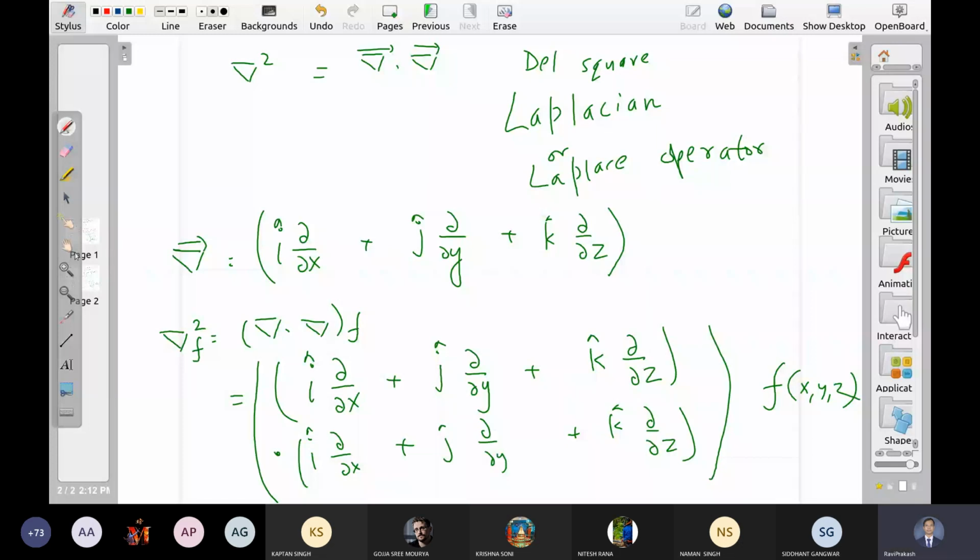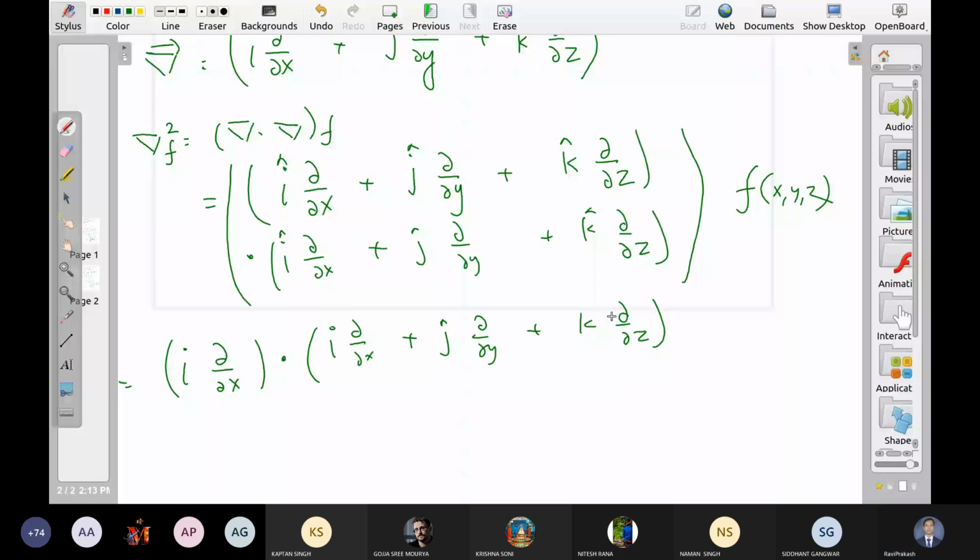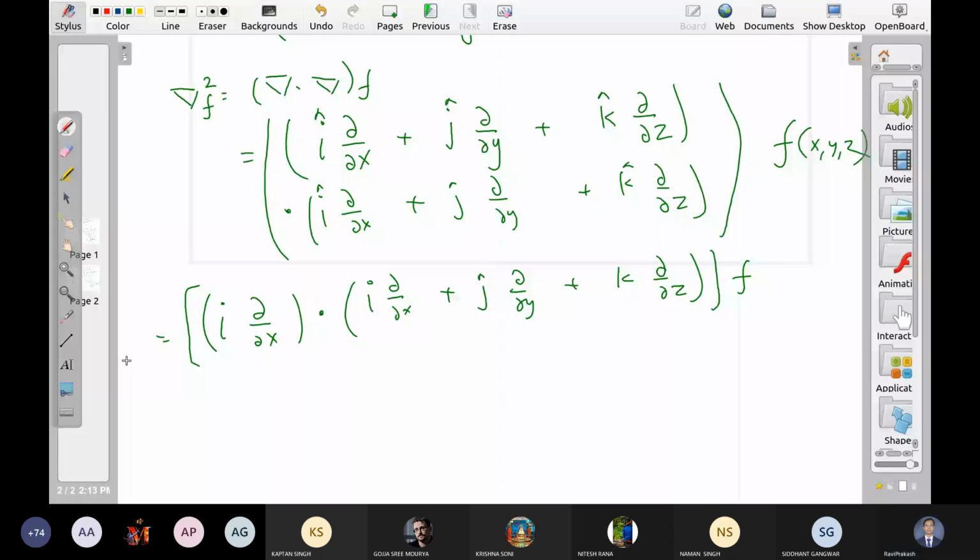So how do we solve this operator? I cap del over del x, first part from here, dot this whole thing, and then this is going to be applied on this function f, plus j cap del over del y dot, same thing again, applied on the same function f, plus k cap del over del z dot, applied on the same function again, same operation again, and this whole thing is applied on f.